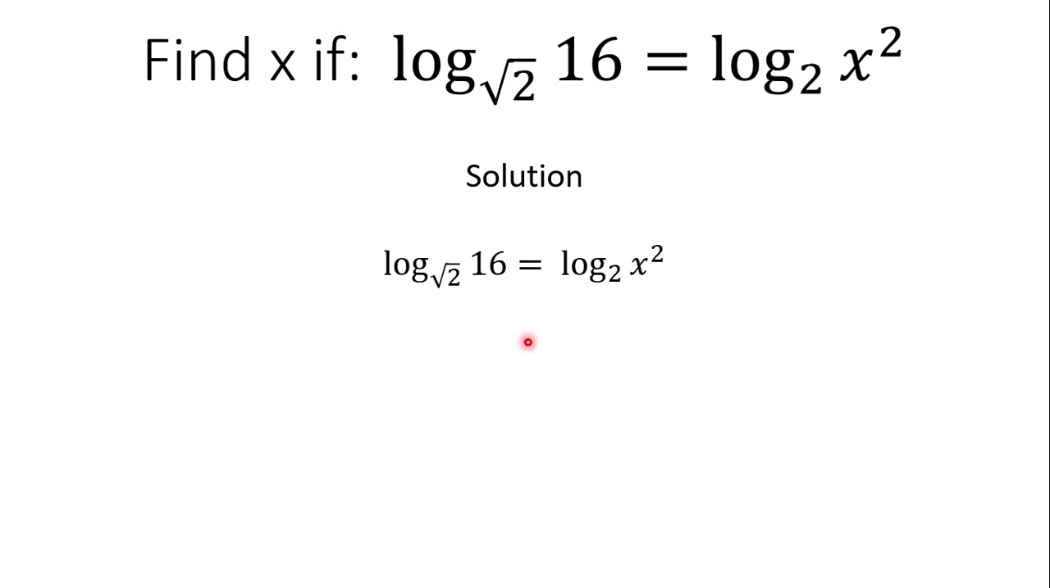Now, looking at the nature of the equation, it is a logarithmic equation, and looking at the bases of the logs involved, you could see that the bases are not the same. The base of this one is square root of 2 and the base of this one is 2. So since the bases are not the same, we cannot equate x squared to 16 to find the value of x.